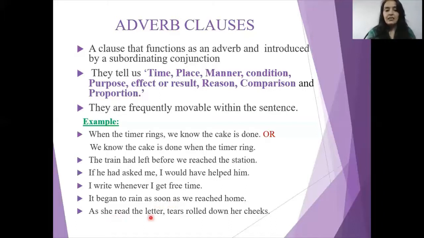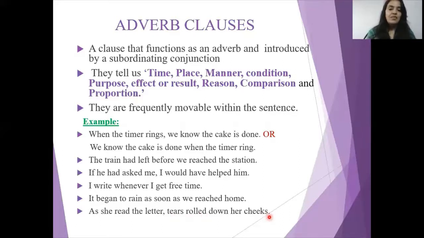As she read the letter, tears rolled down her cheeks. Tears rolled down her cheeks is the principal clause. As she read the letter is the dependent clause. Why? Because after as she read the letter, a question comes to mind. It is not giving a complete thought. But the result is reflected: tears rolled down her cheeks.